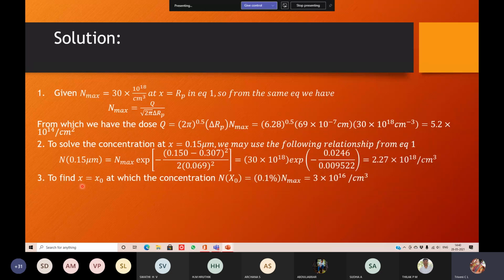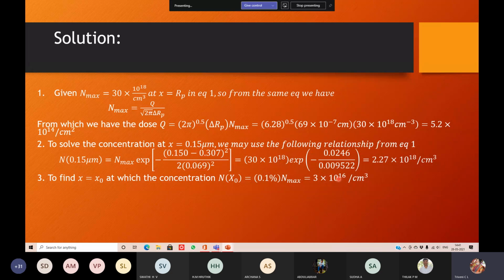So where we have taken the value of x to be equal to x naught. Now the concentration will become N of x naught. This N of x naught will be equal to 0.1% of the N max value. N max value is 30 × 10^18. So 0.1% of that value is 3 × 10^16.